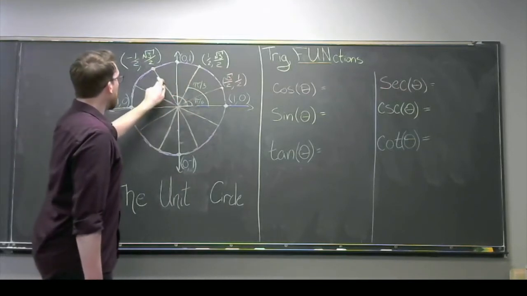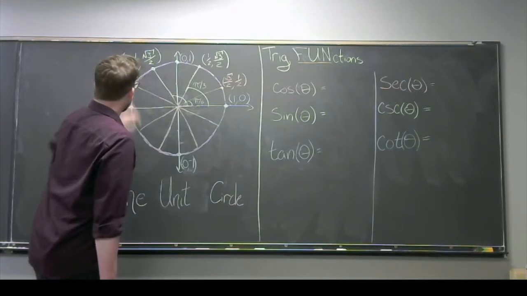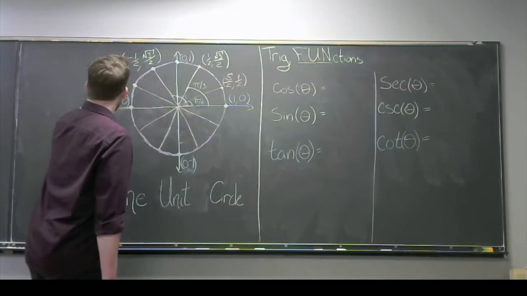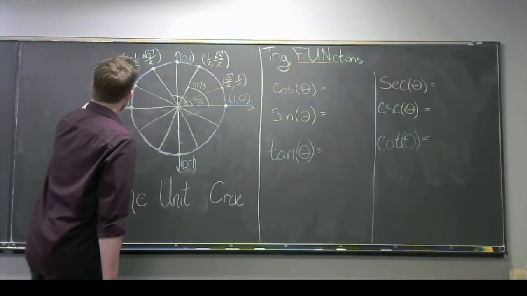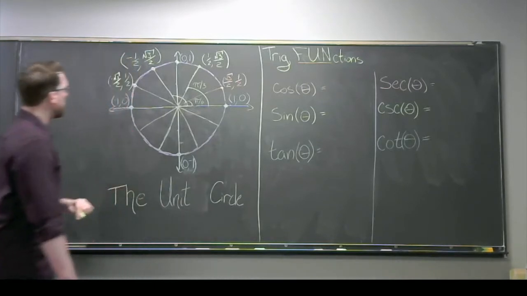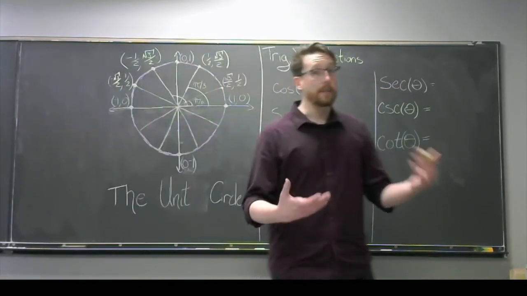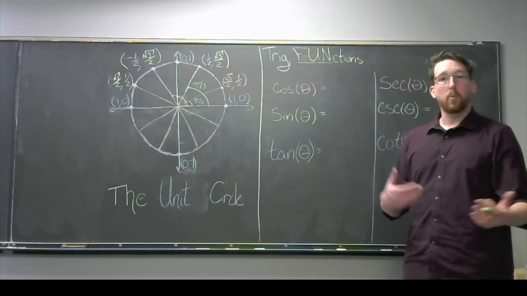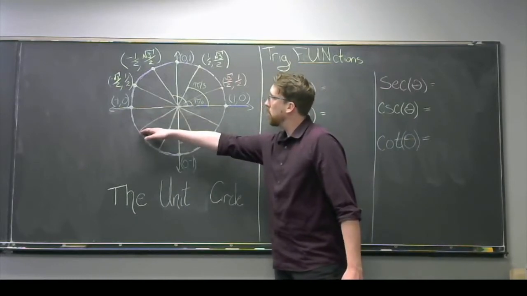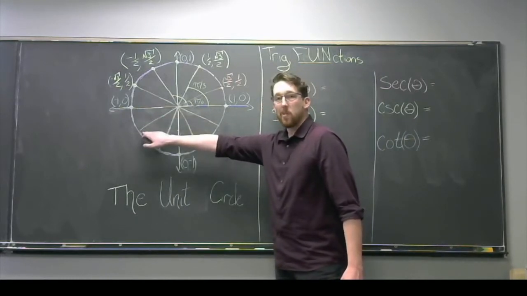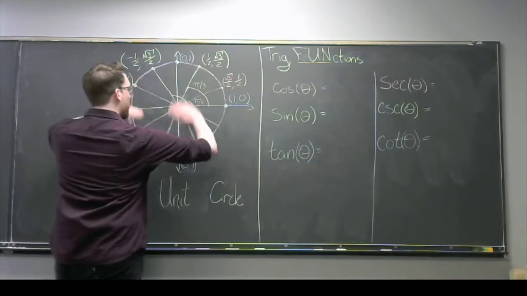And if we move another pi over 6 radians, we're going to see our x value is negative square root of 3 over 2, and our y value is 1/2. And then if we go another pi over 6, we're going to find that our x value is negative 1, and our y value is 0. And then if we move down below, now all of our y values are negative. Now it's the mirror image this way.